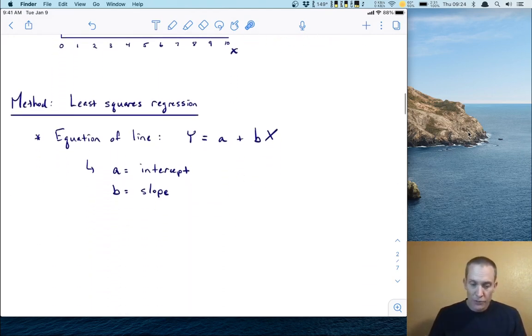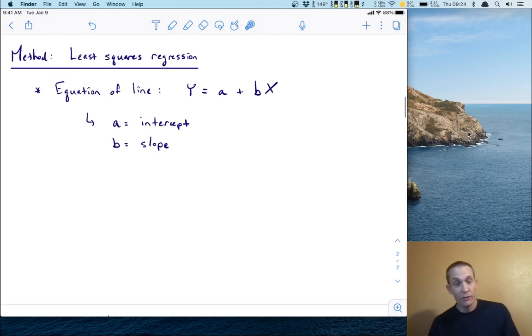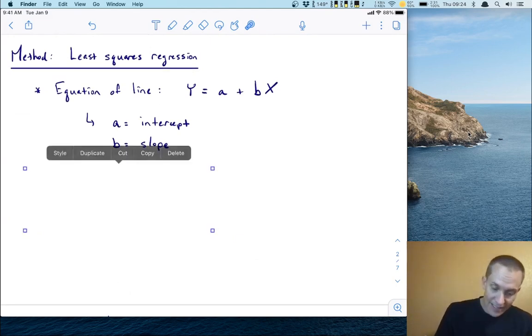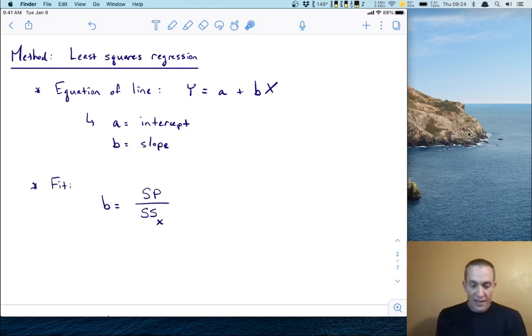So what are those numbers? Well, if we use the method of least squares, as I just described, it turns out that those numbers are exactly these. The fit is as follows. First, we find the slope, b. And the slope is defined as the sum of products, I'll define exactly what I mean by that in a second, divided by the sum of squares for the x variable.